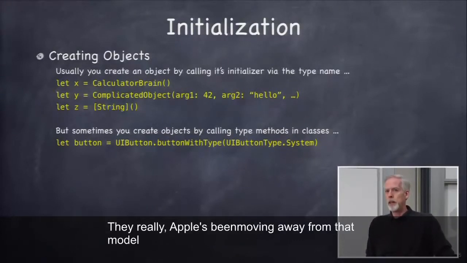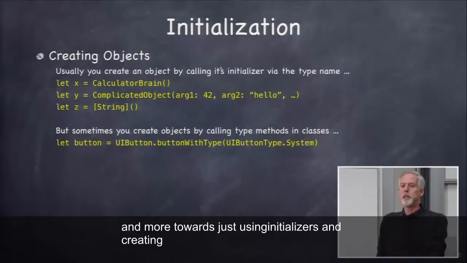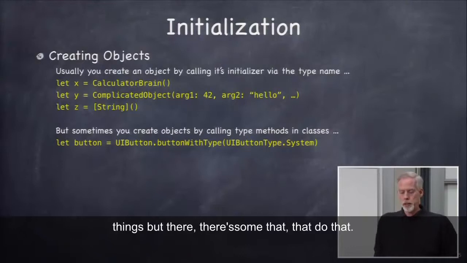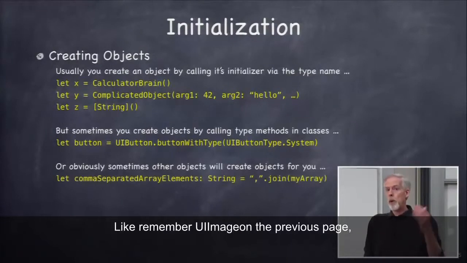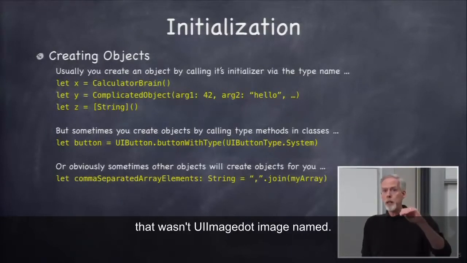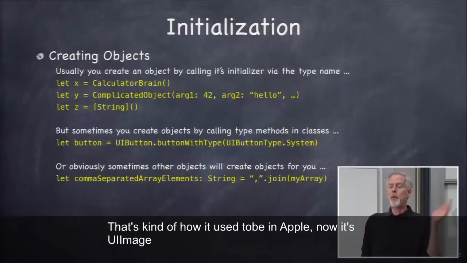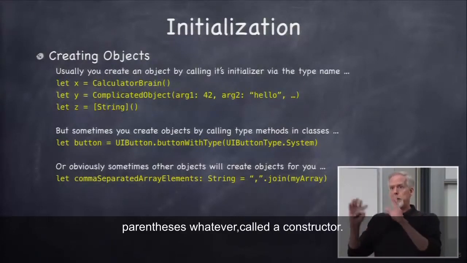Very rarely. Apple's been moving away from that model and more towards just using initializers and creating things. But there's some that do that. Like remember UIImage on the previous page, that wasn't UIImage.image(named:). That's kind of how it used to be in Apple. Now it's UIImage, parentheses, whatever, call the constructor.